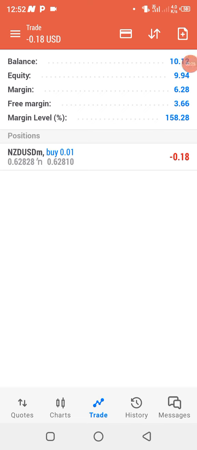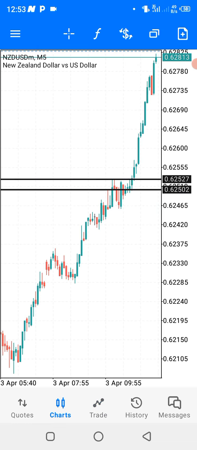So right here I actually placed NZD USD on a buy order, and as you guys can see on the chart, this is actually what I'm having right here. I actually placed it on the 15-minute time frame.